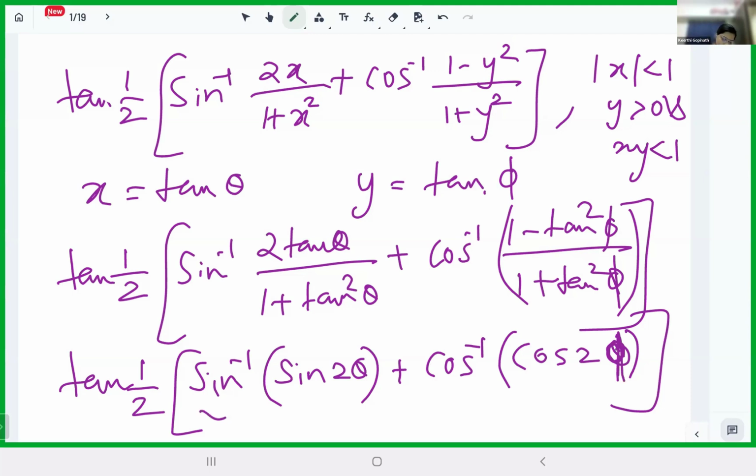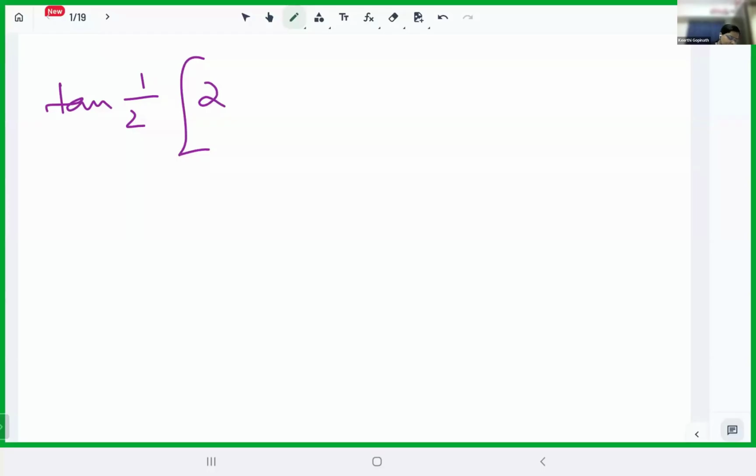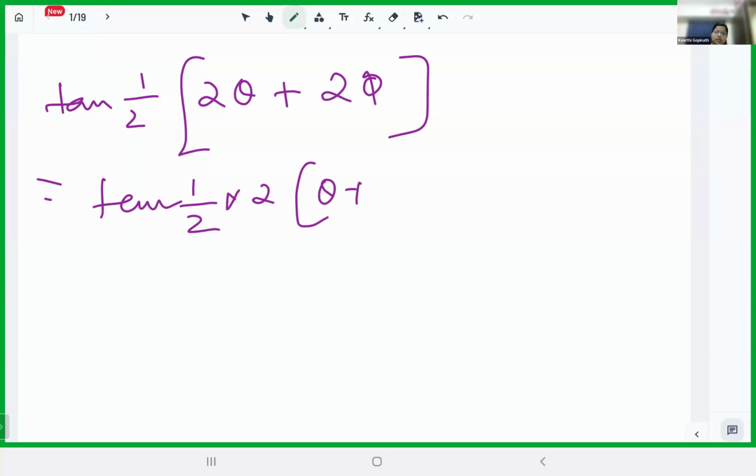So by using the property, sine inverse of sine 2 theta will become 2 theta, as well as cos inverse of cos 2 phi will become 2 phi, right? So tan of 1 by 2 into 2 theta plus 2 phi. Now since 2 is common in both the terms, we are taking 2 outside, that is 2 into theta plus phi.